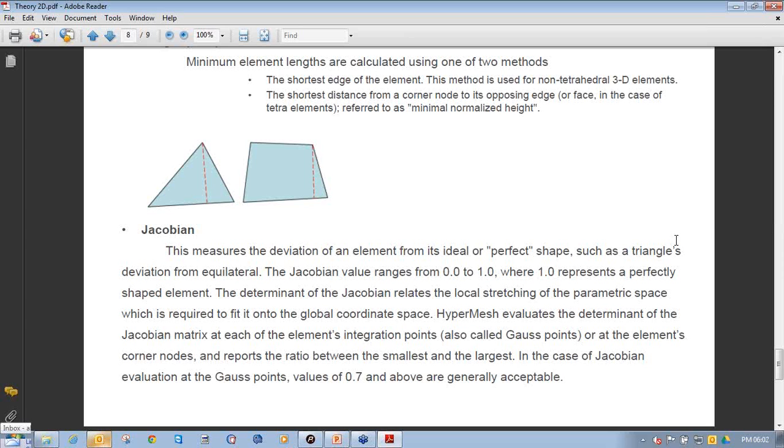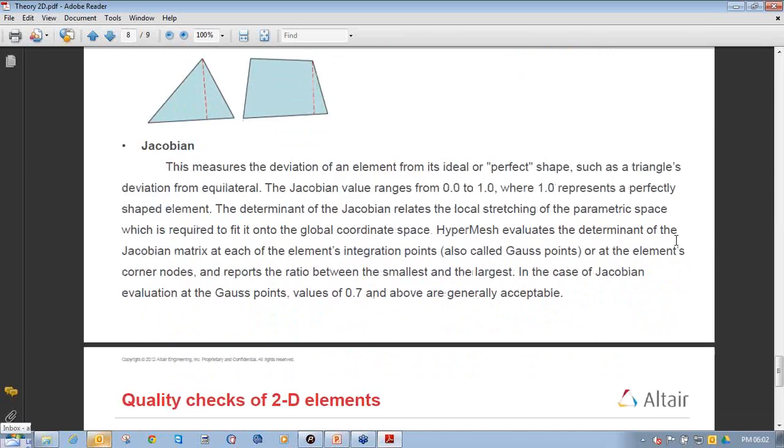In the case of Jacobian evaluation at Gauss points, values of 0.7 and above are generally acceptable. So the Jacobian in general terms can be defined as the deformation of an element from its actual shape, reported as the Jacobian.